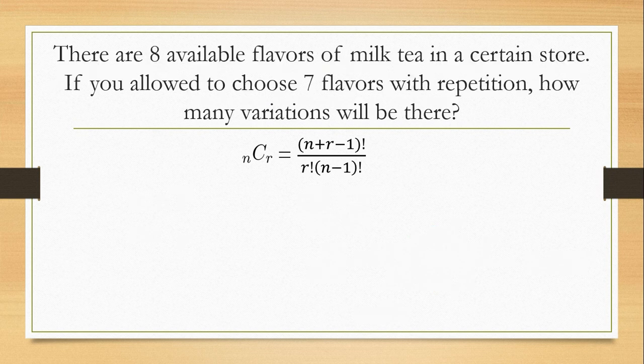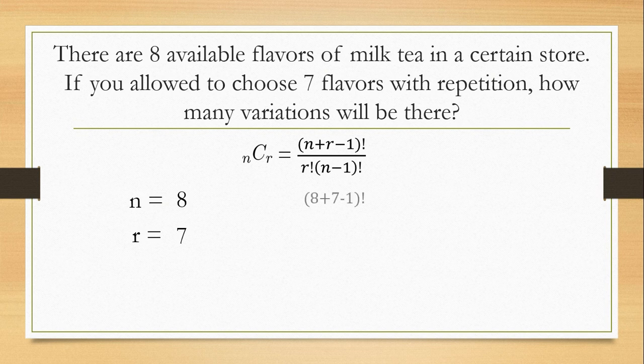There are 8 available flavors of milk tea in a certain store. If you are allowed to choose 7 flavors with repetition, how many variations will there be? So, here class, let's identify the value of our N and R. Since we have 8 available flavors, our N will be 8. And R is equal to 7 since we need to choose 7 flavors with repetition. Okay, so let's substitute the value of N and R in our formula.